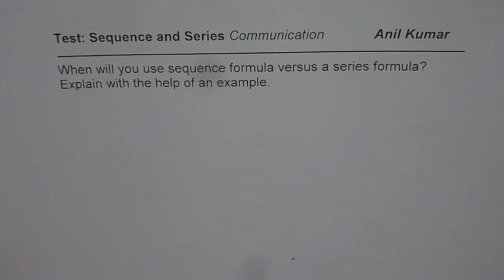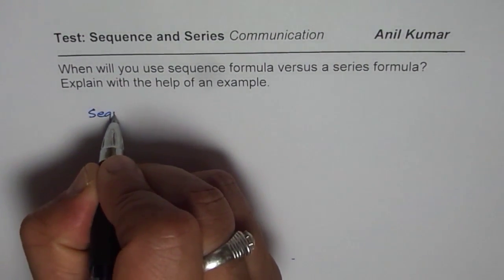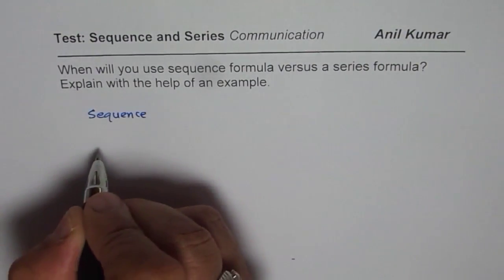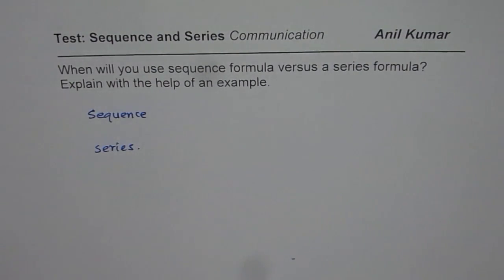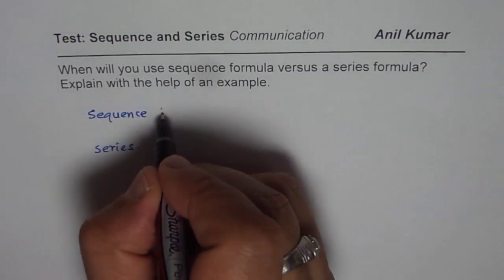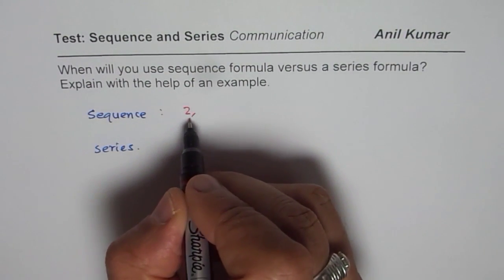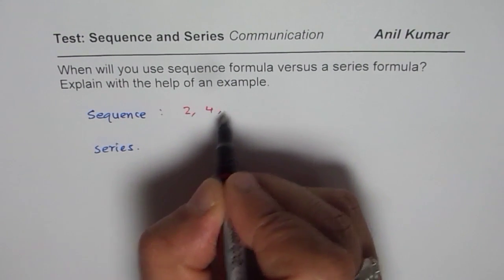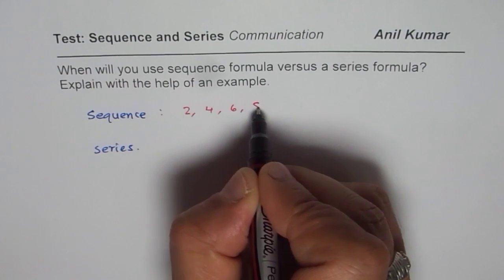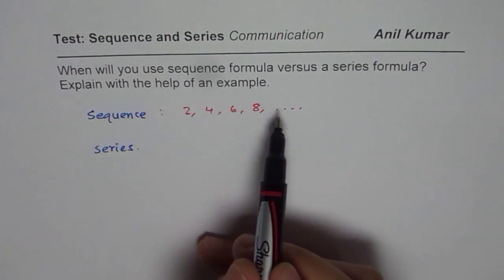Now let's see when to use sequence formula or when to use series formula. So that means basically we have to understand what is a sequence and how is it different from series. Now whenever we talk about a sequence, it is a set of numbers where we are relating each value of the number with respect to its position. For example, if I give you a sequence like this, it means start at 2, add 2 each time.